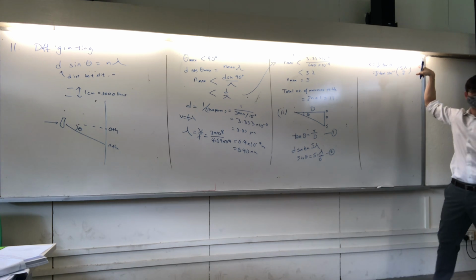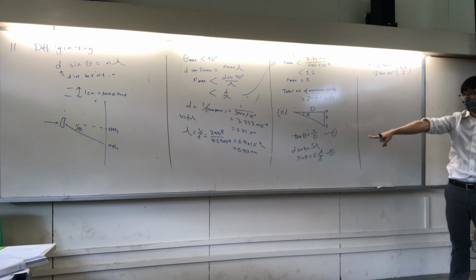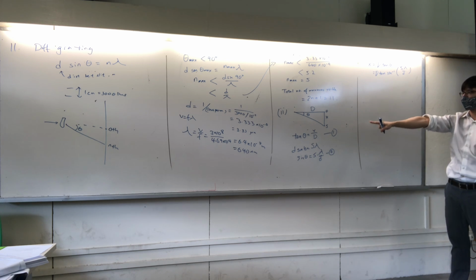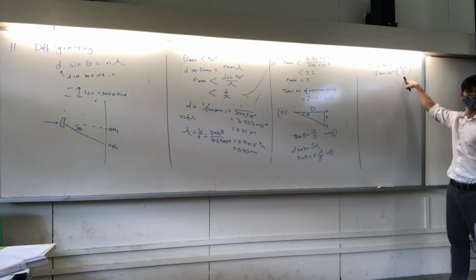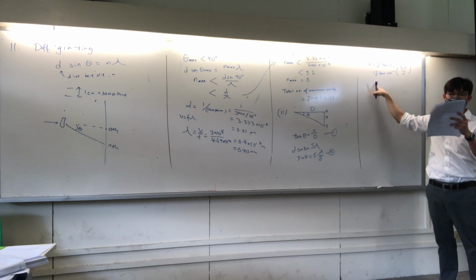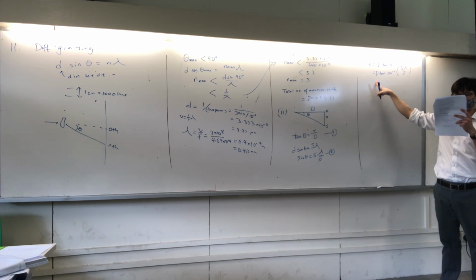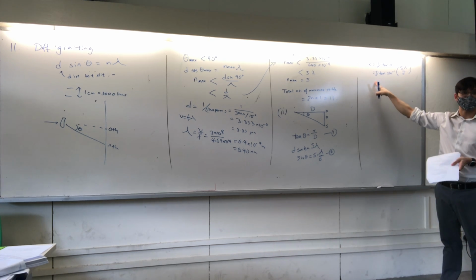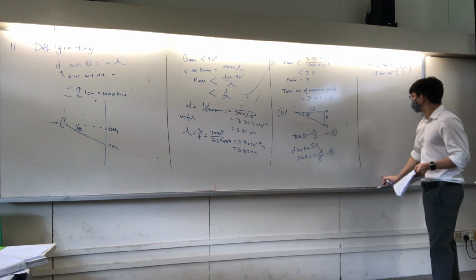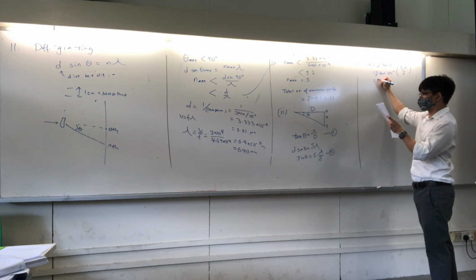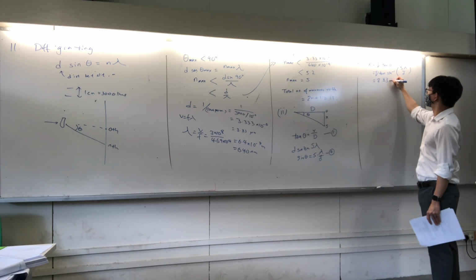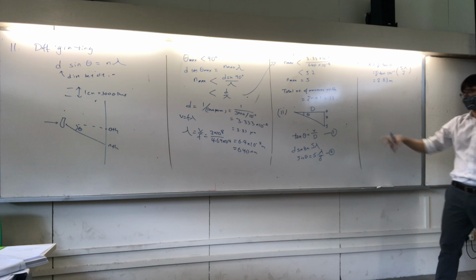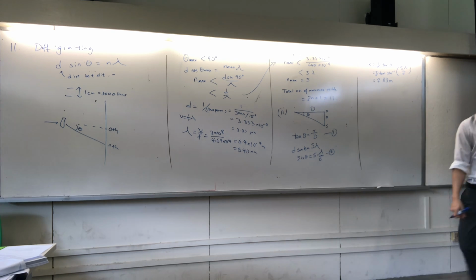So if we do the substitution of lambda over d that we calculated earlier on, 640 nanometers and 3.33 micrometers, and you sub the value of d given, which is 2.3 meters, then you should be able to get this value of about 7.83 meters. So you see that actually x is even larger than d.